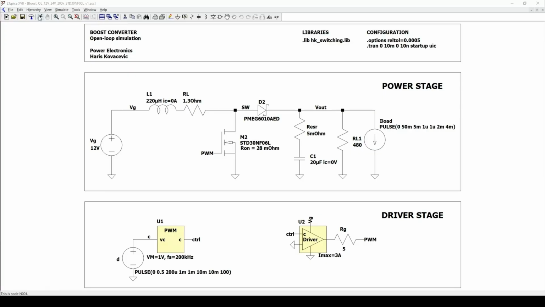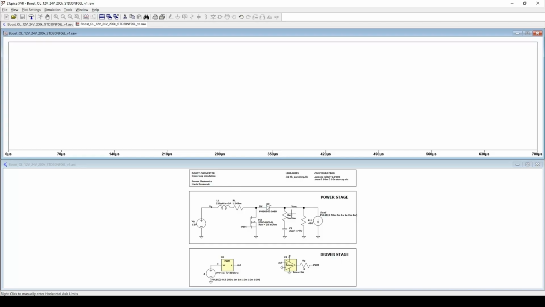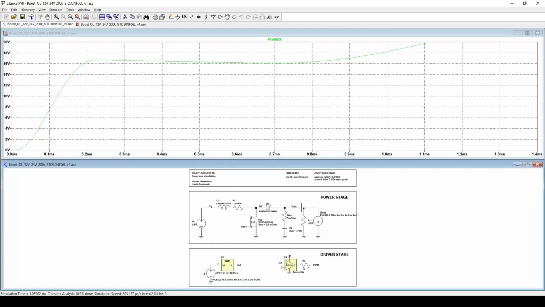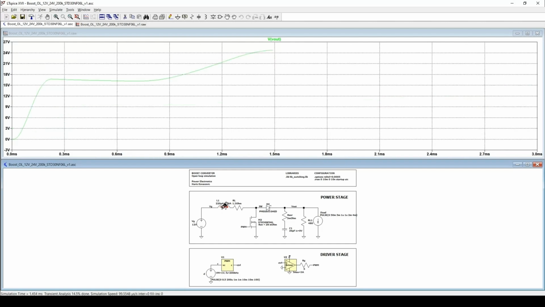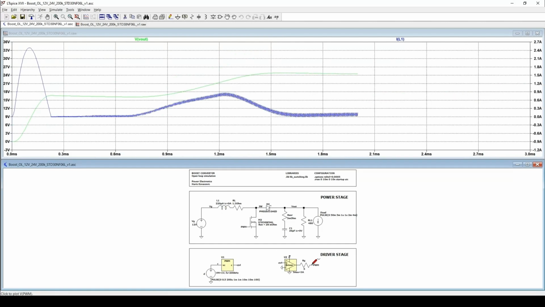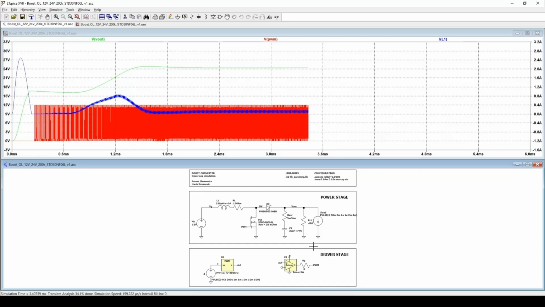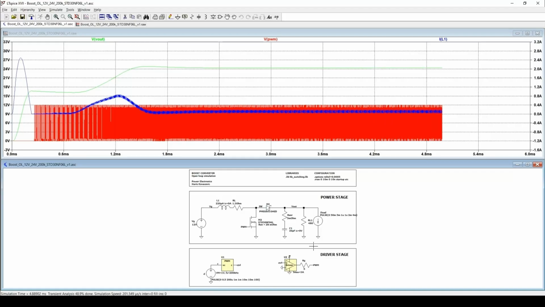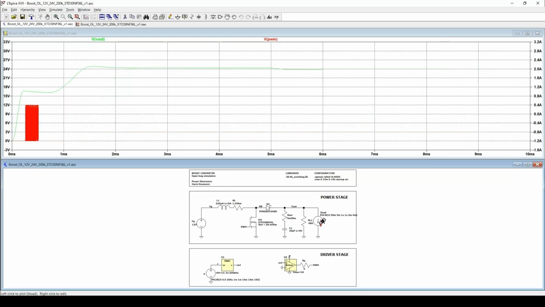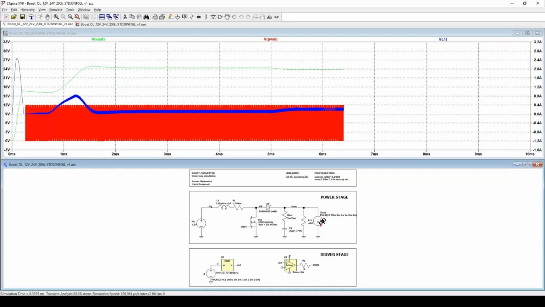Let's now run the simulation. We will observe the output voltage, the inductor current, and we can also observe the PWM pulses. For this simulation, we again run a 10 millisecond transient. Just like before, starting at the 5 millisecond mark, we introduce periodic load steps of plus minus 50 milliamps every 2 milliseconds, so we can compare the averaged model and switching model side by side.